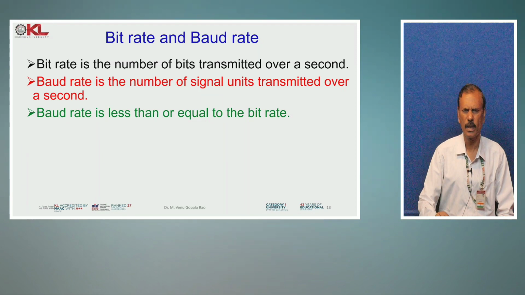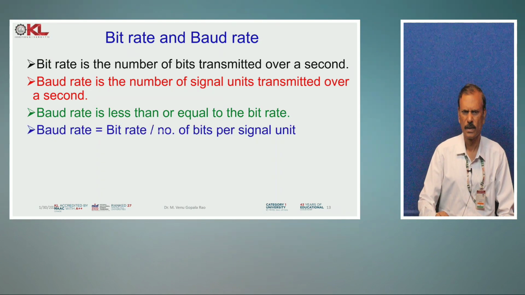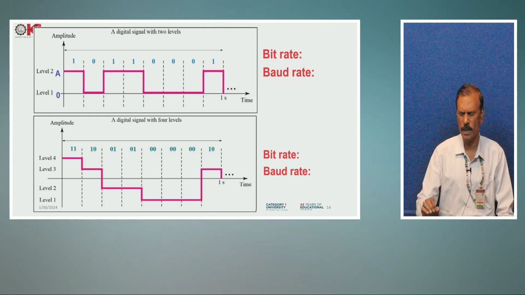Usually the baud rate is less than or equal to the bit rate, depending on the number of levels transmitted. So baud rate is equal to bit rate divided by the number of bits per signal unit. Mathematically, fb is the bit rate and N is the number of bits per signal element, then the baud rate is nothing but fb by N. So let us take an example here.